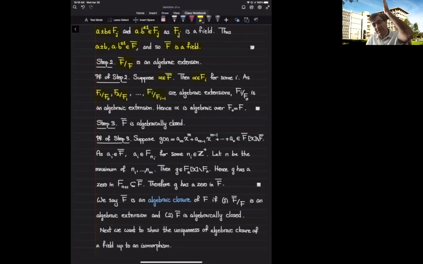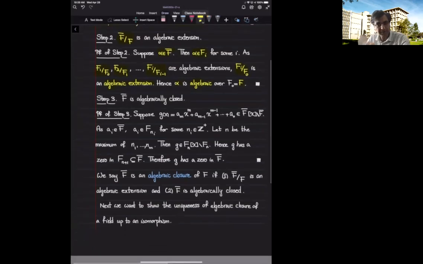And we know that when I give you a tower of field extensions, when all the blocks are algebraic extensions, so is the top one over the base. So F sub i over F sub 0 over F is also an algebraic extension. Now alpha belongs to F sub i, so alpha is algebraic over the base. So alpha is algebraic over F. This is true for every alpha in F bar. That means F bar over F is an algebraic extension.